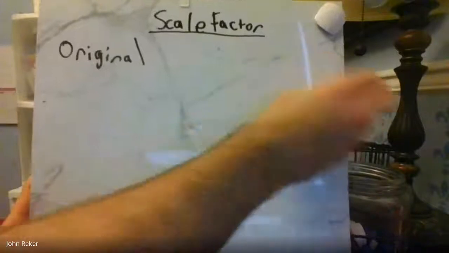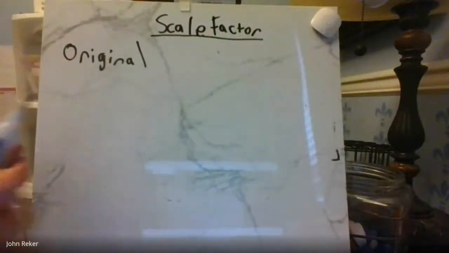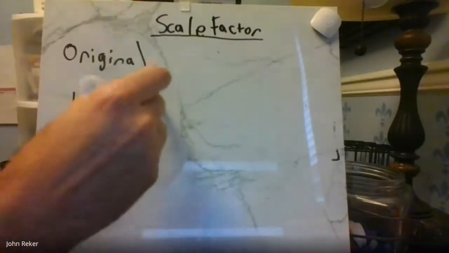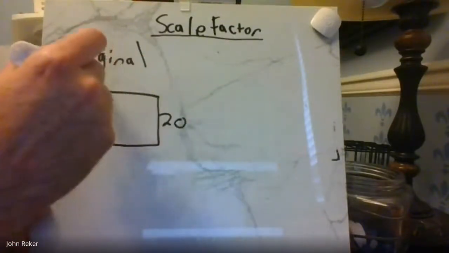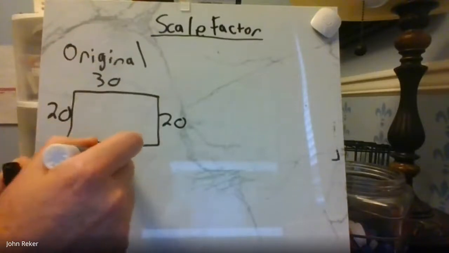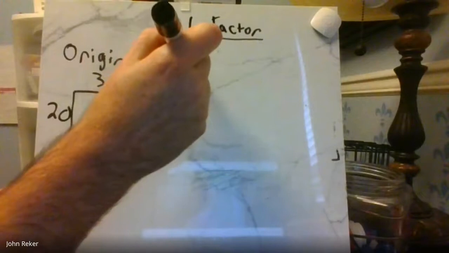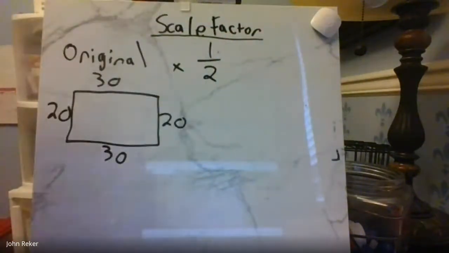So that's when you have to draw it larger. But what happens when you have to draw it smaller? Well, I'm going to use the same exact rectangle here. This was 20, this was 20, this was 30, and this was 30. As I've said, for this project, your scale factor to make it smaller is times 1/2. So I want you to make it half the size. That means that all these are multiplied by 1/2.